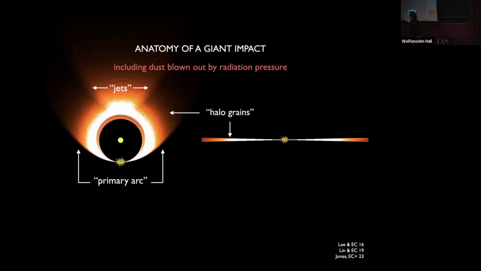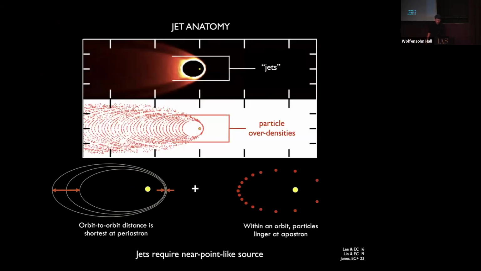There's what we call the arc, which is just the parabola, right? It's just the eccentricity 1 parabola marking the marginally bound grains. And then you have these curious jets that come out the backside. I think we understand qualitatively where the jets come from.